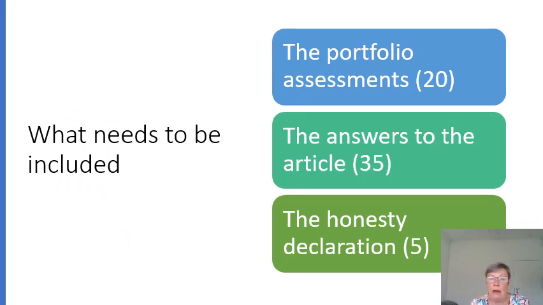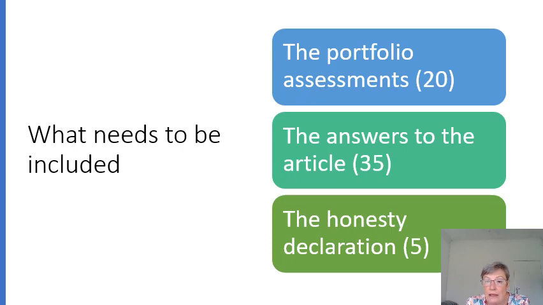Okay, what needs to be included in your portfolio? And this is really important. The first thing that you need to include are the portfolio assessments. Now, once again, this is now, I think, the third time that I'm saying this. There's a typing error in the portfolio itself. At the moment it says self-assessments. That's wrong. It should read portfolio assessments. The portfolio assessments, I will show you in a minute, but they're really important. They count 20 marks out of the 60. So it's a third. It's really important.